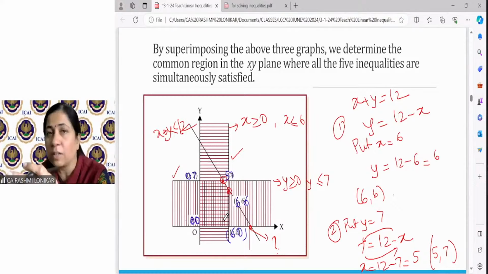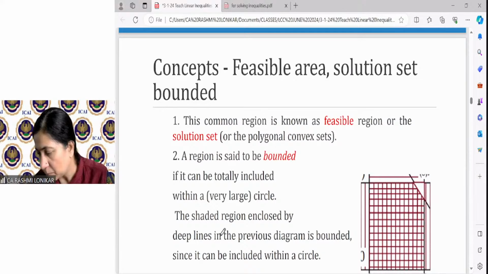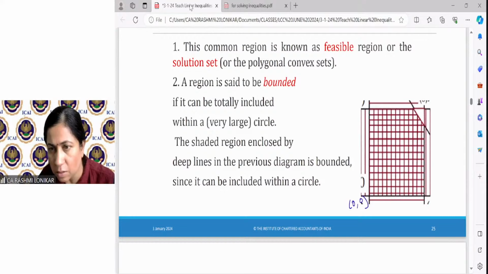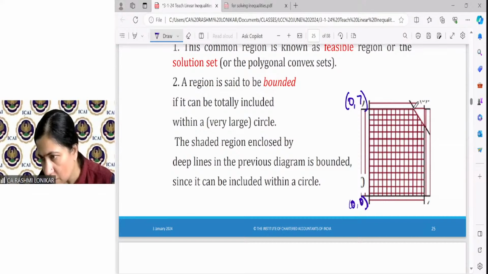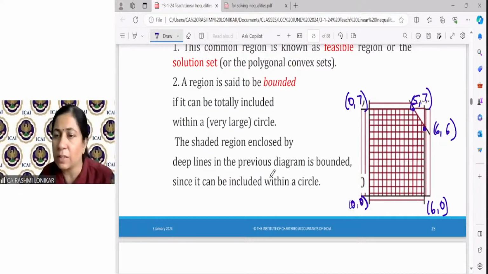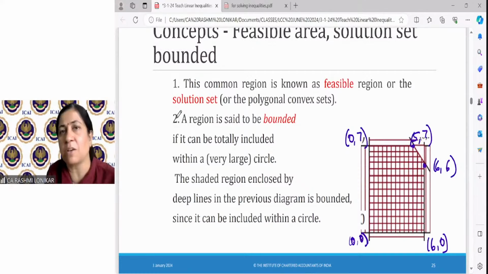So this brings us to the concept of what is feasible area, what is solution set, what do you mean by bounded? See, the common region is known as feasible area. This region. This is 0, 0. Then this is 0, 7. This point here is 5, 7. This point here is 6, 6, and this point here is 6, 0. 1, 2, 3, 4, 5. This common region, where you see the squares, is known as the feasible region or the solution set. That means if I'm manufacturing or doing something, in this area, you will get something that is maxima or minima. If it is cost, then you'll get a minima.